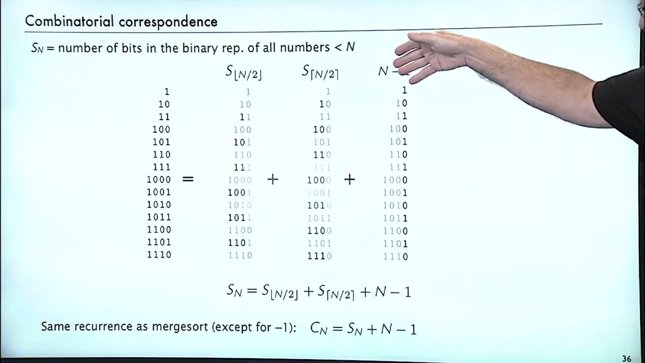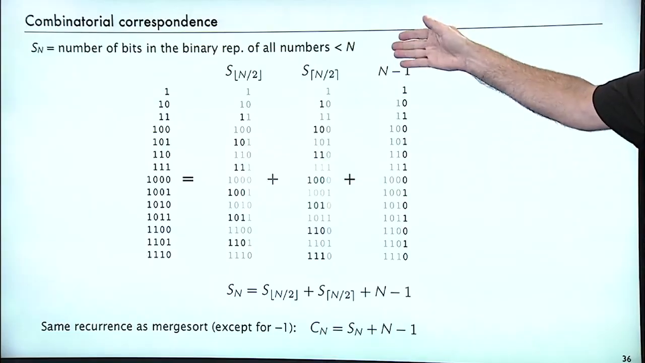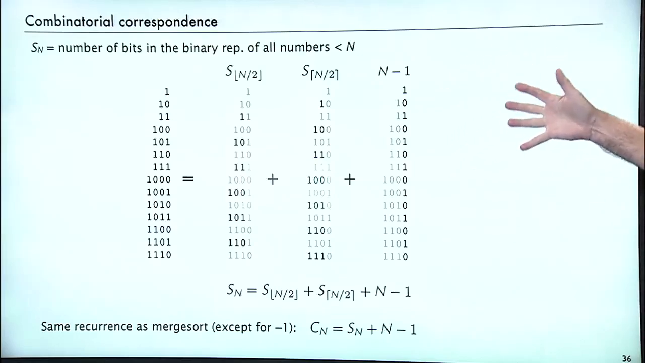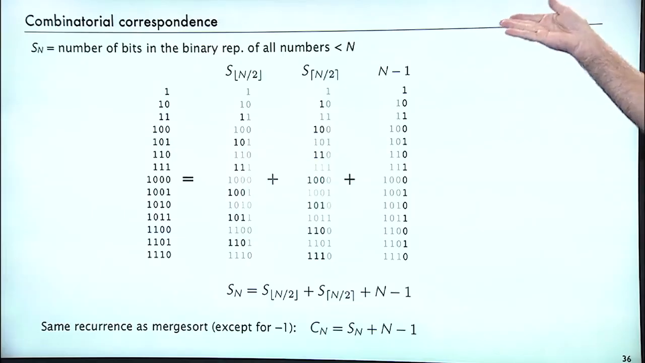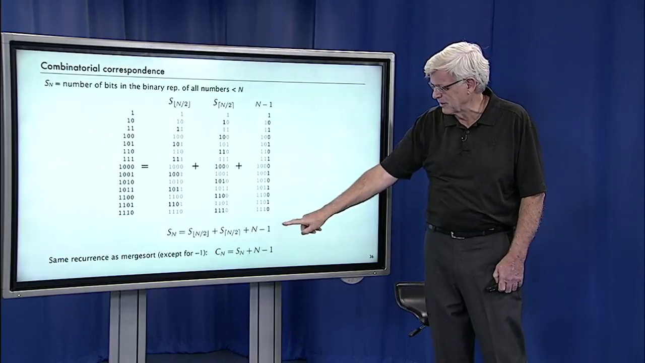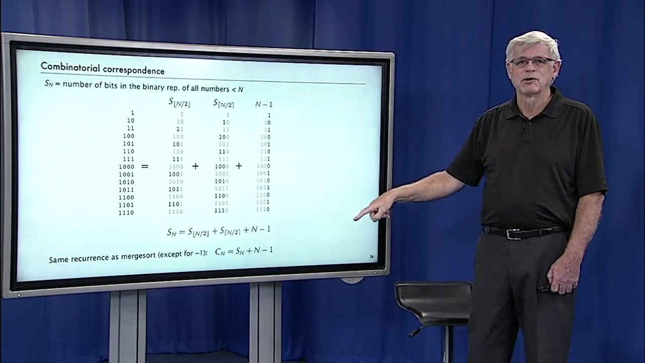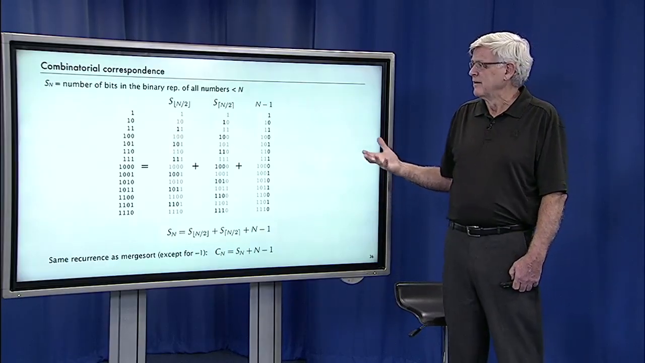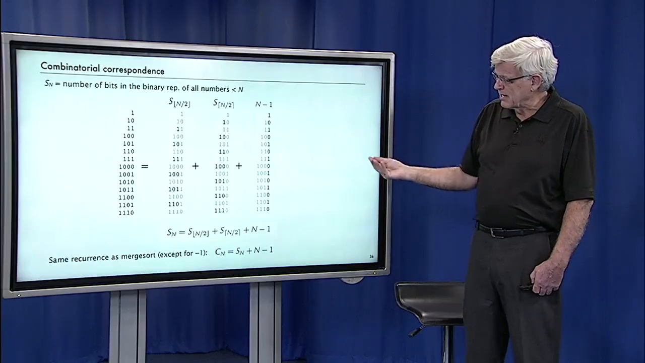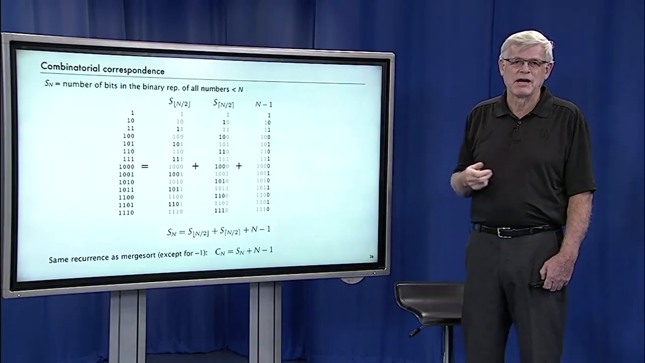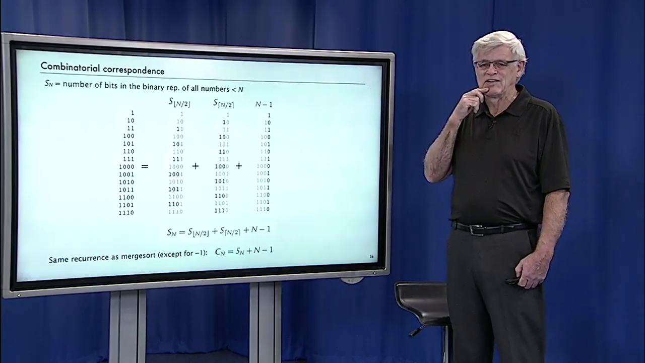And then the alternate bits are s of ceiling of n over 2, and then the rightmost bits are n minus 1. So that's a combinatorial proof that the number of bits in the binary representation of all the numbers less than n satisfies this recurrence. That's the same recurrence that merge sort satisfies, so that's a proof. So the number of compares taken by merge sort is n minus 1 plus the number of bits in the binary representation of all the numbers less than n.